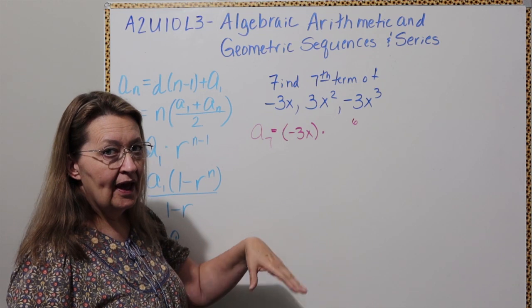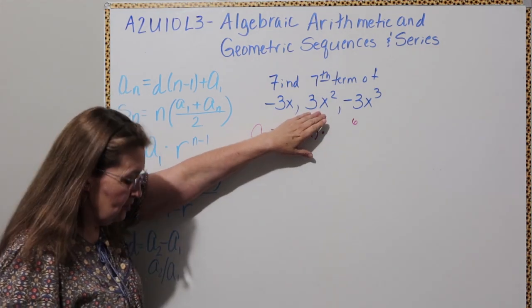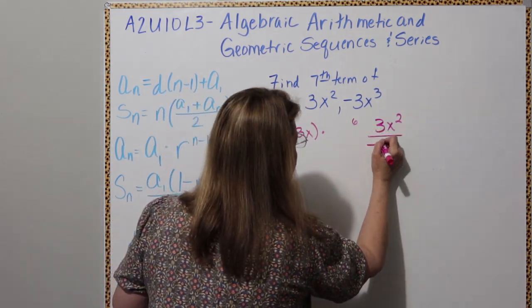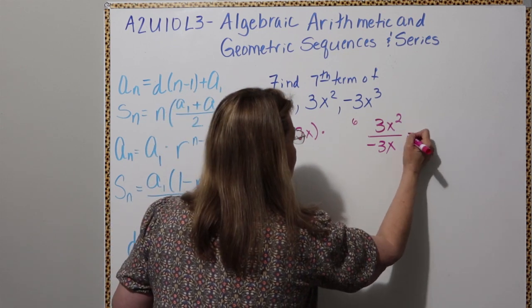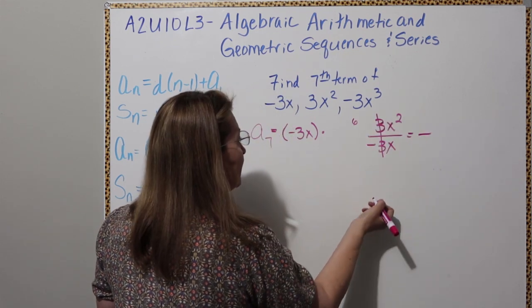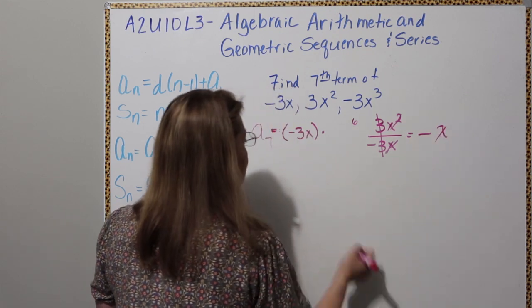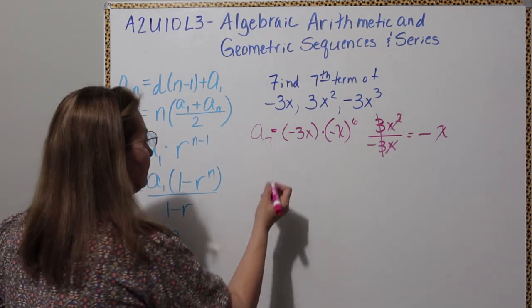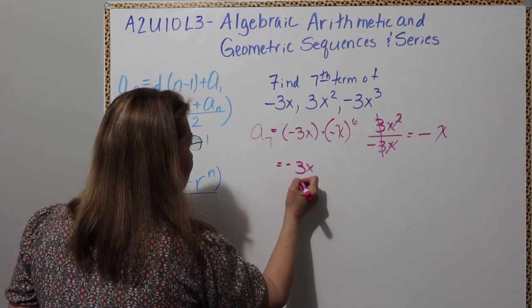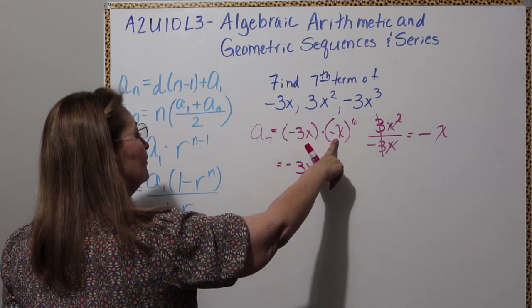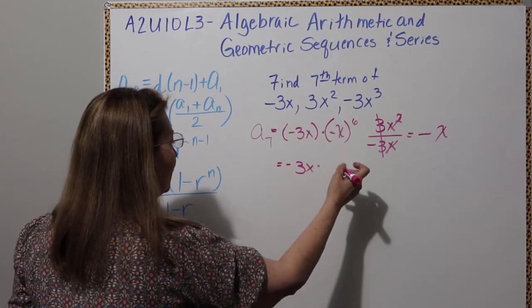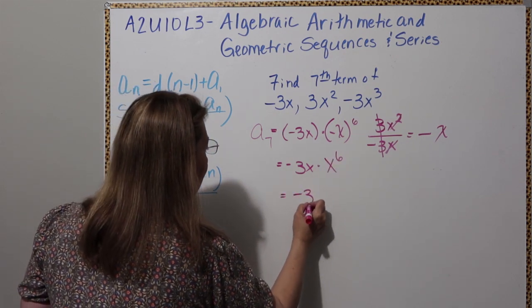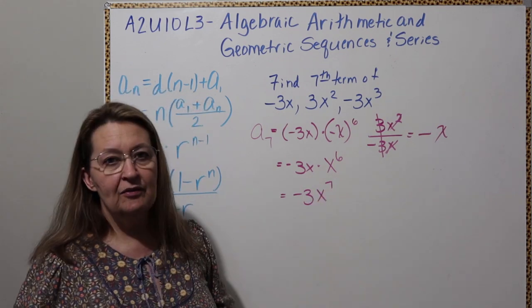Do this the same way as with regular sequences. Take your second term, which is 3x squared, and put it over your first term, which is negative 3x, and reduce. So this is going to give you negative. Your 3's cancel out. X squared over x gives you x. So I have negative x to the 6th power. Now it's just simplifying. Negative 3x times, alright, when you have a negative number raised to an even exponent, that changes it to positive. So we're going to have x to the 6th. When we simplify, we'll have negative 3x to the 7th power.